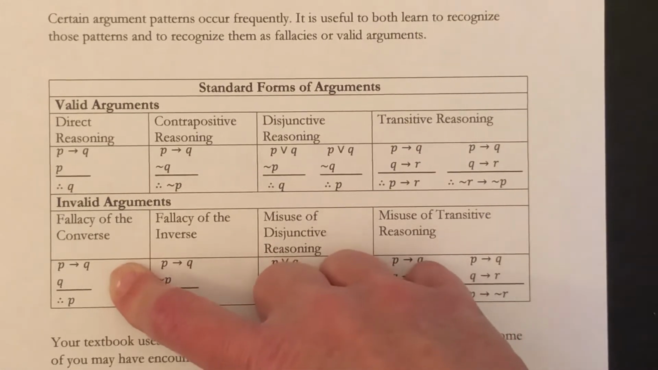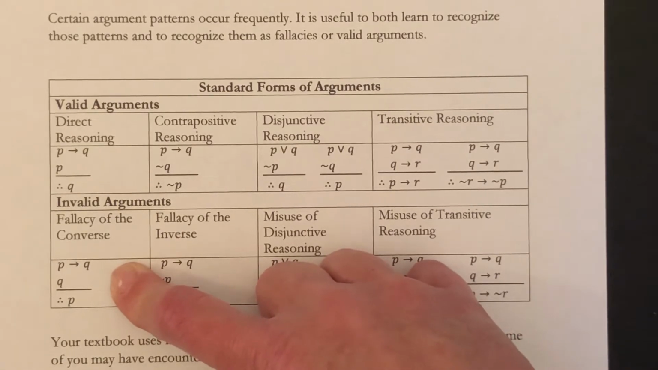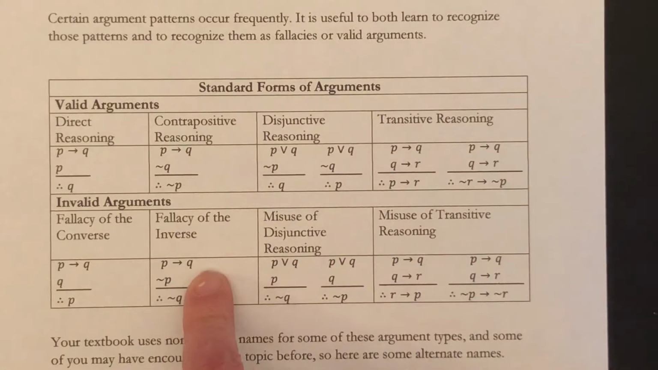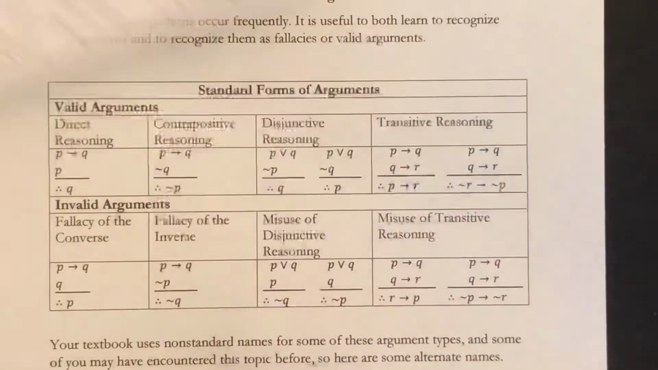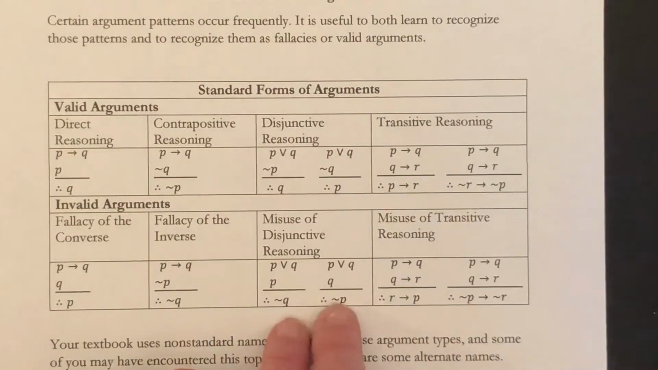So, think about this. Whatever it needs to do, it needs to be true in all cases in order for it to be a valid argument. So, fallacy of the converse, fallacy of the inverse, and these are basically the same ideas as these two right here that we had in the last section. Okay. You have the misuse of disjunctive reasoning.